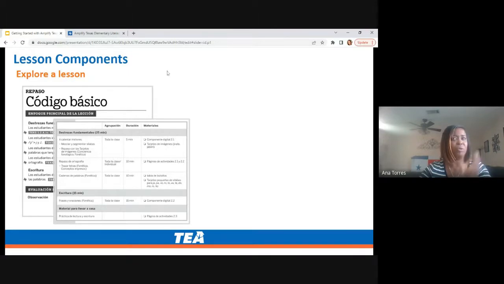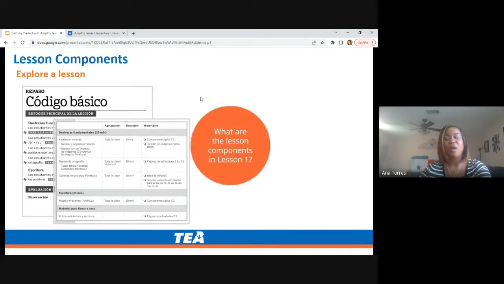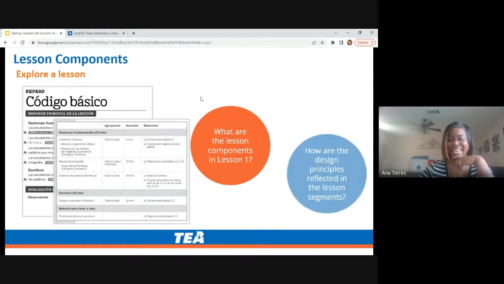Now, here are questions I want you to be thinking of as we go through exploring a lesson, for those of you who are taking really great notes. What are the lesson components in lesson 2, unit 1 for grade 1? And how are the design principles reflected in the lesson segments?